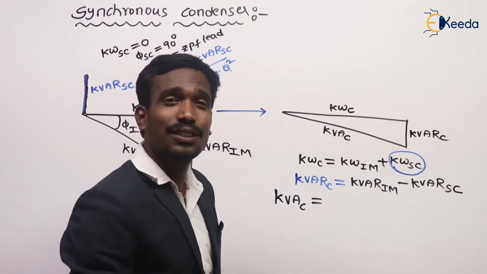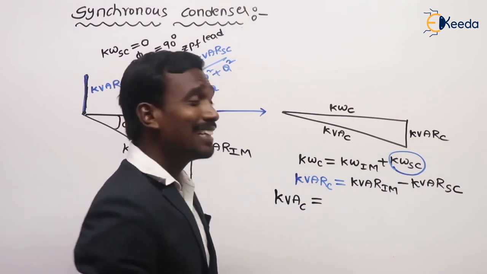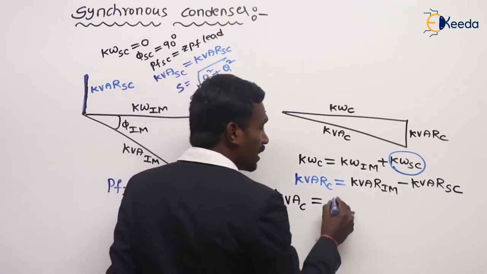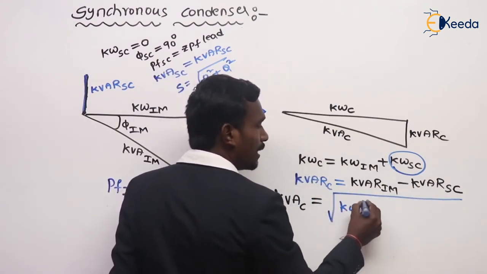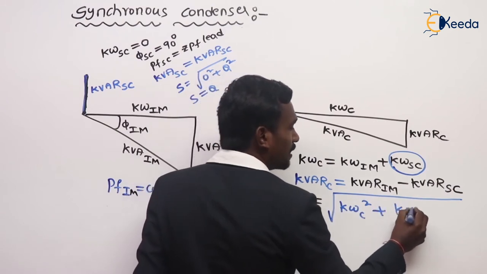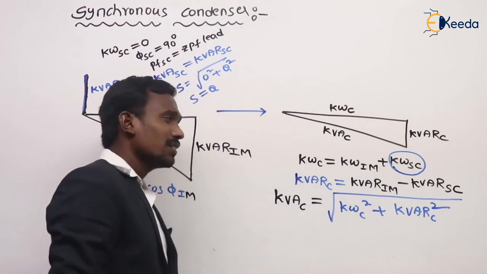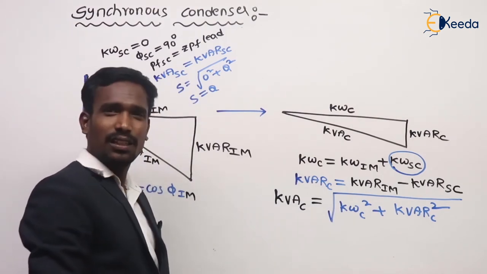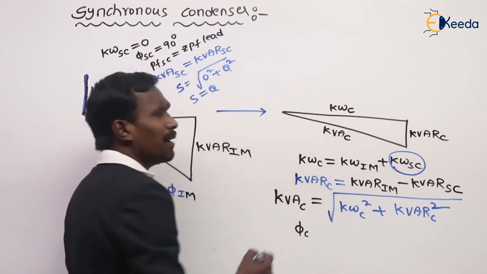If you do it like that, you will get a Nobel Prize. Don't do like that. This is KVA. So the combined KVA is equal to the square root of the combined KW square plus the combined KVAR square. This is generally how it is done. Sir, what is the power factor angle of the combined?